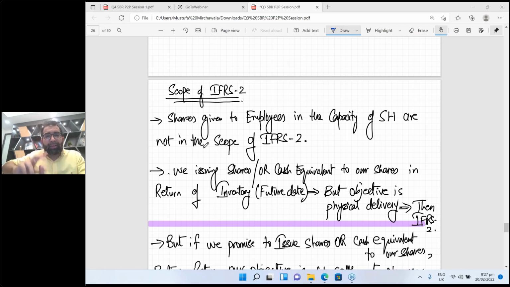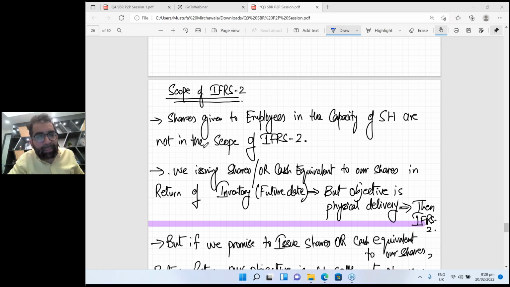But now let us say your employee stayed 2 years, and after 2 years you gave them shares. Now your employee is not only an employee but also a shareholder because he got the shares.